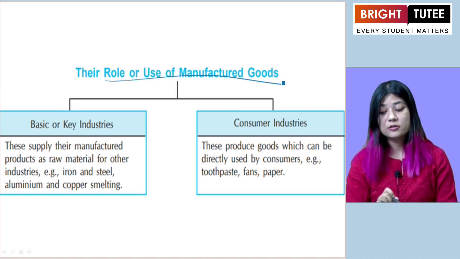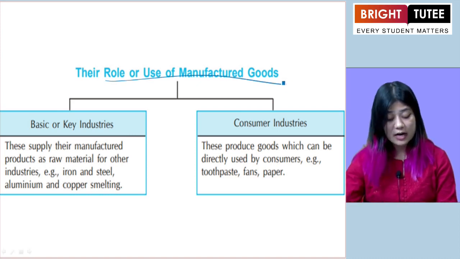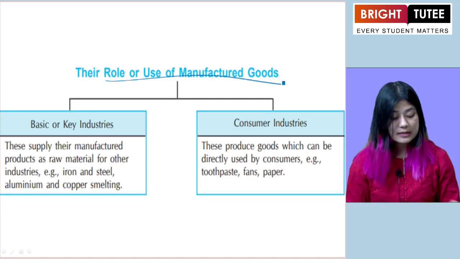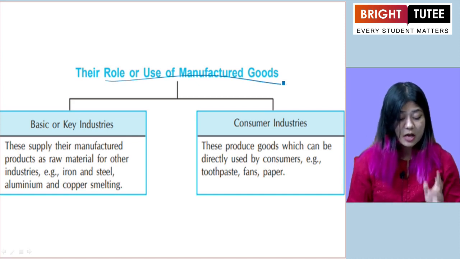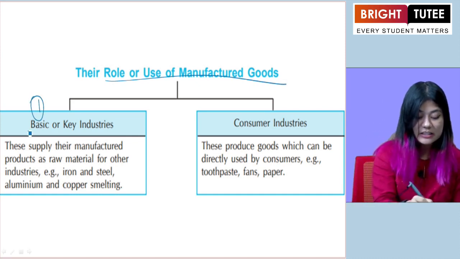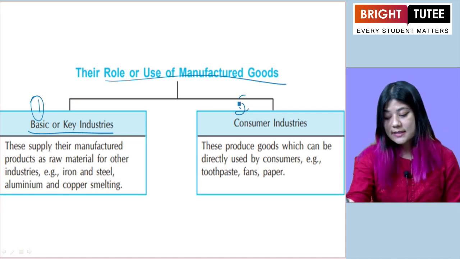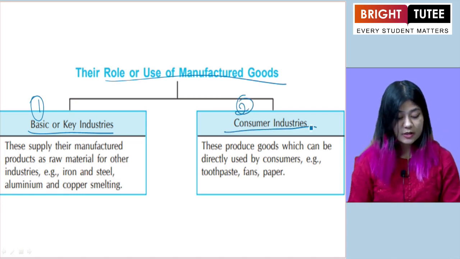The next categorization that we are going to see is based on the role or use of manufactured goods. How the manufactured goods are used, based on that, this categorization is made. So the first one is basic or key industries. The second is consumer industries.